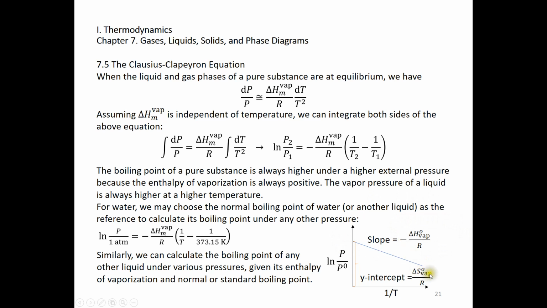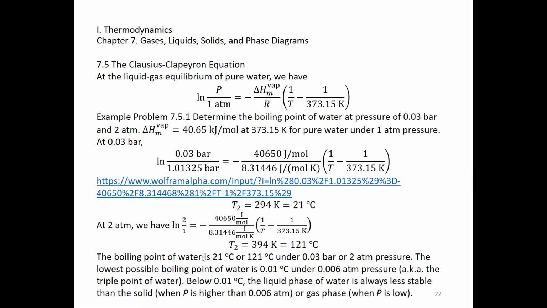And delta H over delta S, you get the temperature of vaporization, or you can say the boiling point of this vaporization process. At the liquid gas equilibrium of pure water, we have this equation. Again, water boils at 100 degrees Celsius under 1 atm pressure. Now we can determine the boiling point of pure water at 2 other different pressures. The first is lower than 1 atm, 0.03 bars. The second one is higher than 1 atm, it's 2 atm.